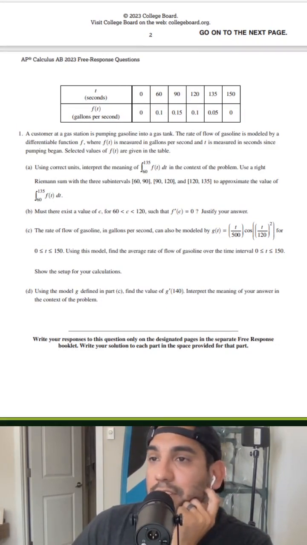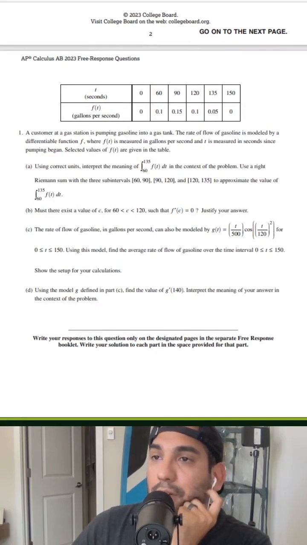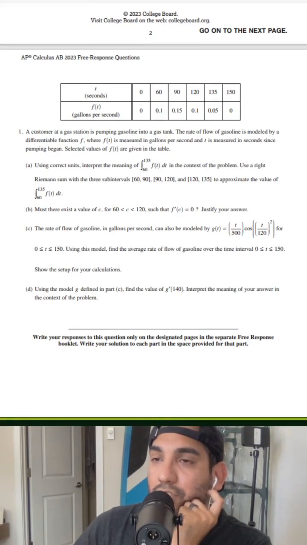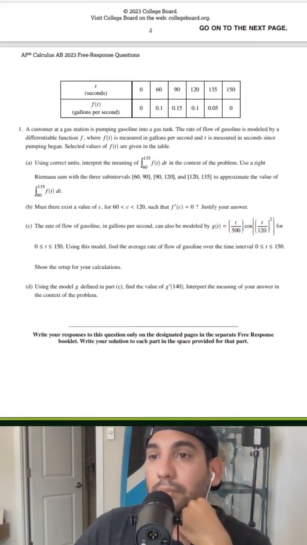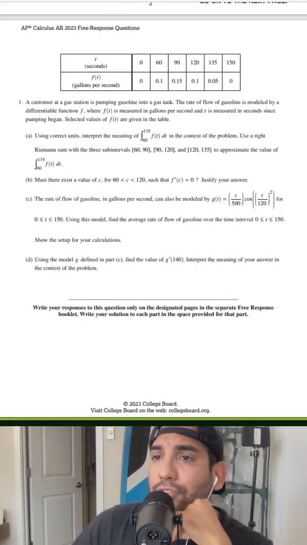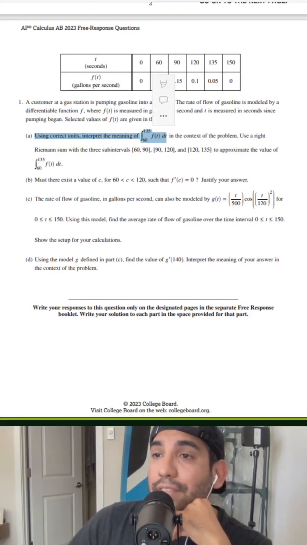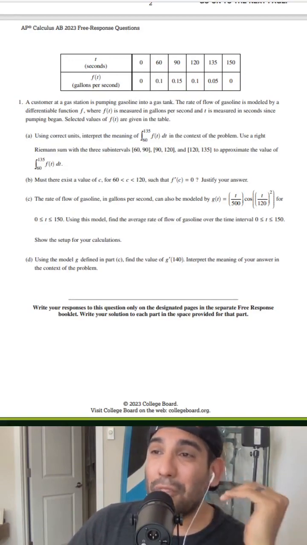Since pumping began, select values for f of t are given. Up on top it says at 0 seconds, the gallons per second is 0. At 60 seconds, the rate of change, or the gallons per second, is 0.1. So here we go. Part A, using correct units, interpret the meaning of this integral from 60 to 135.